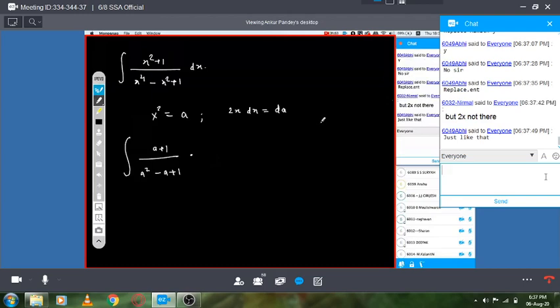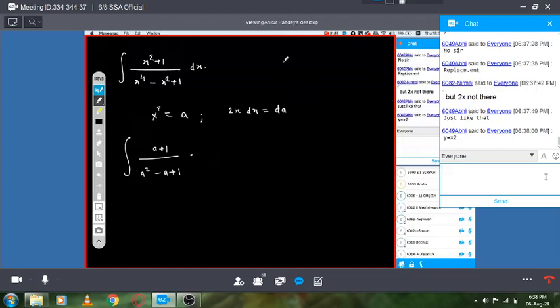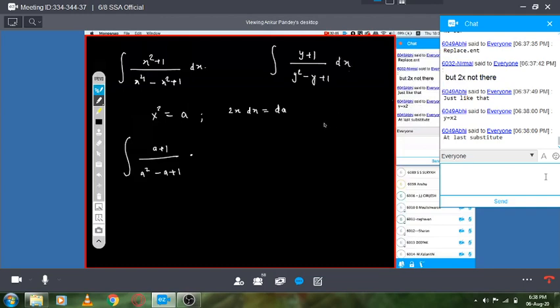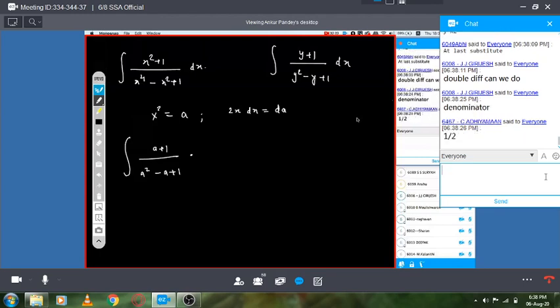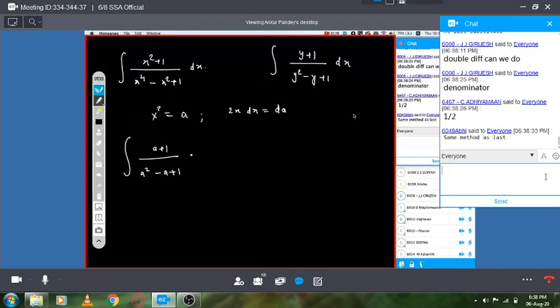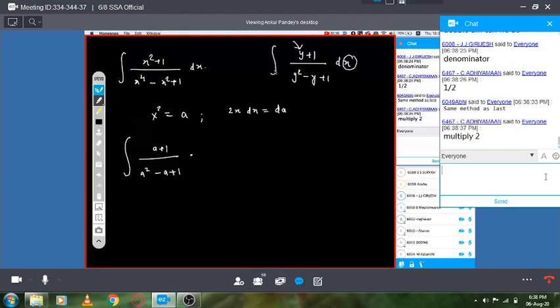Okay, fine, let's go. So now your question is integration of y plus 1 upon y square minus y plus 1 dx. Then how will you proceed? There is x here and there is y here. How will you proceed?